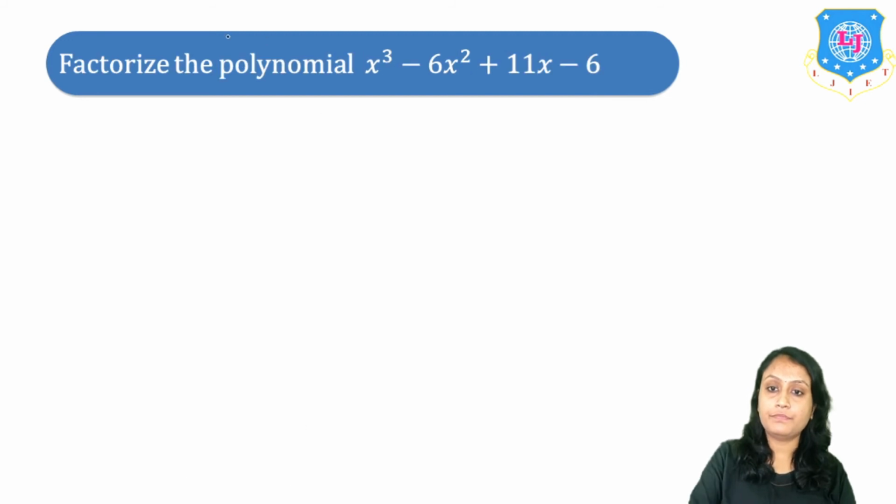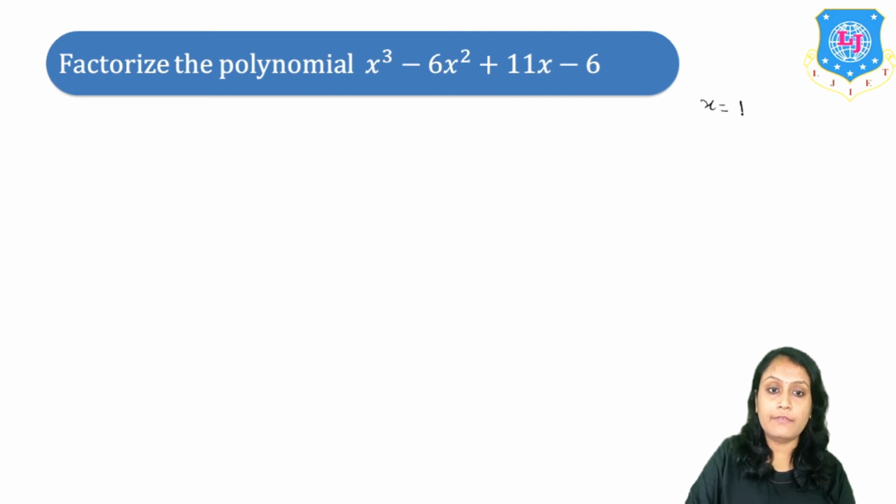Next example. Factorize the polynomial x cube minus 6x square plus 11x minus 6. Now previously we have factorized a quadratic equation, okay, and now this is a cubic equation. So to find the first root, we need to use a trial and error method. Means we have to take different values of x and substitute in this polynomial and check whether we are getting answer 0 or not.